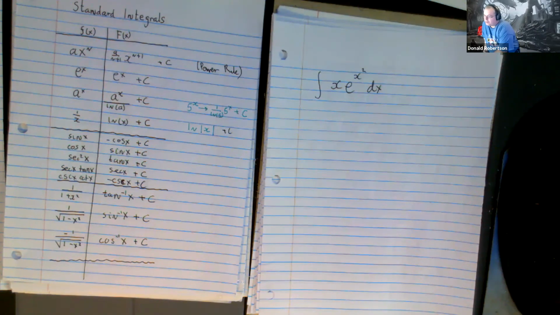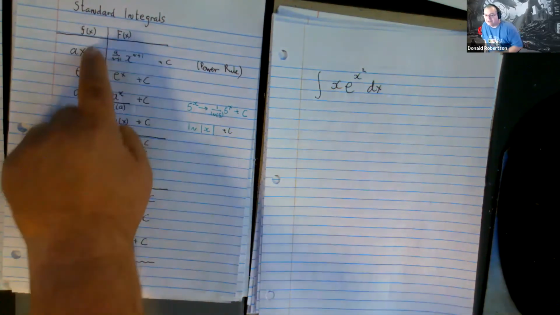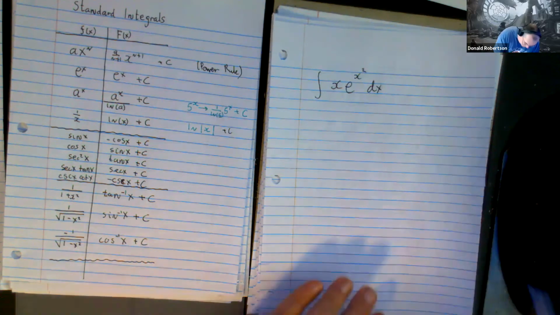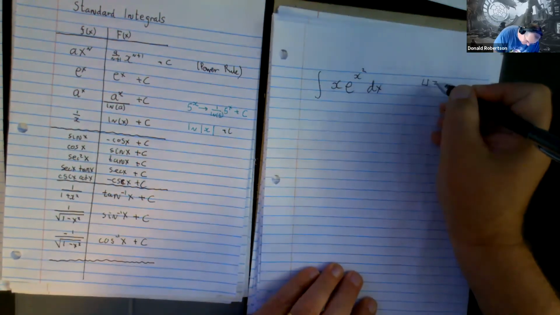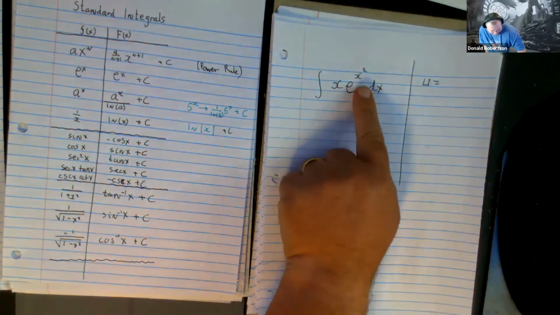Would you agree we do not know how to integrate x e to the x squared? You will not find an x squared in here, right? You won't find an e to the x squared. And you definitely won't find an x times an e to the x squared, right? So right now, we do not know how to do that. What would be the u sub you think I should use here to get this show on the road? You've only got two candidates.